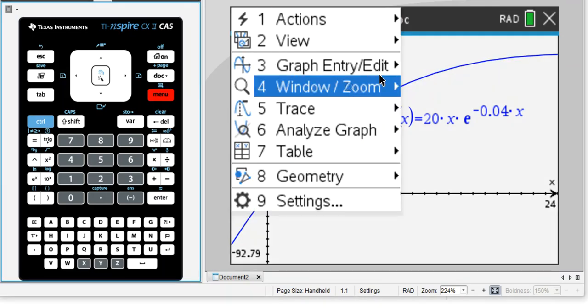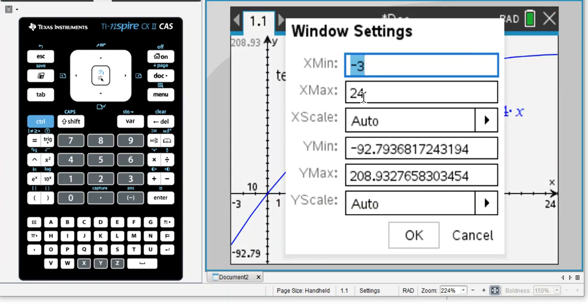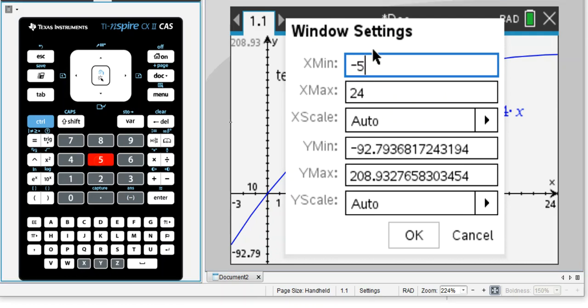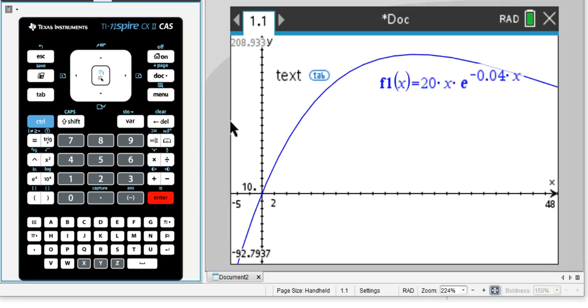So let's jump in here one more time and adjust the zoom. We'll change our window settings from -3 to 24 to let's say 48. So that'll be -5 to 48. And of course this doesn't make sense because our time was measured in minutes, not hours. So we're not talking 48 hours. We're talking about 48 minutes. So shame on me for not paying attention to my instructions.